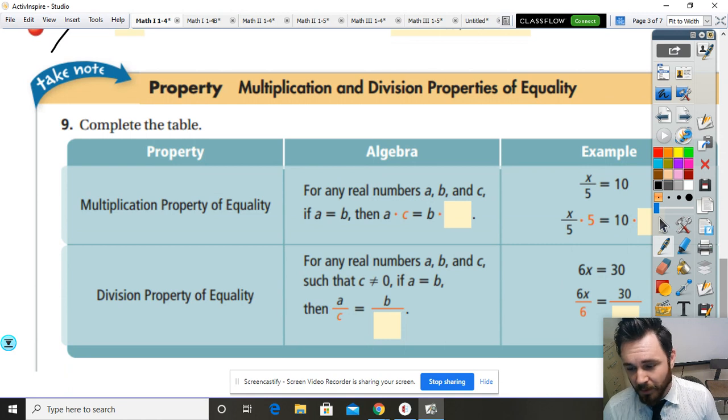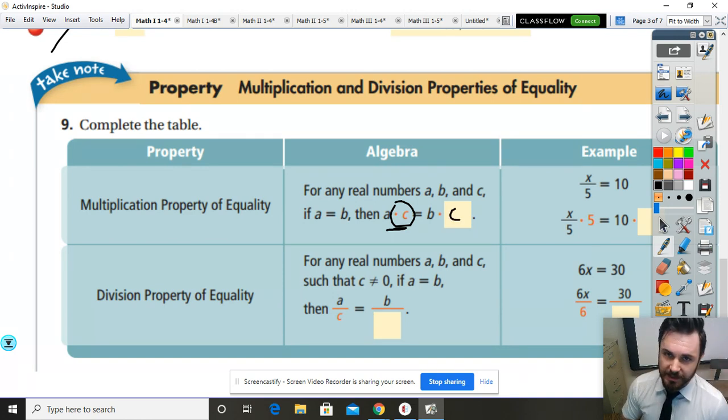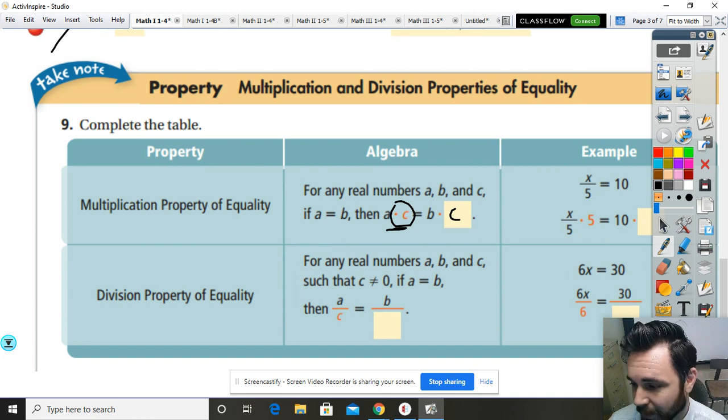All right, multiplication, division, the same idea, all depends on keeping things balanced. So if I multiplied by C on one side, I have to multiply by C on the other side. Why would we ever multiply? Well, let's look at this example. X is not quite by itself.